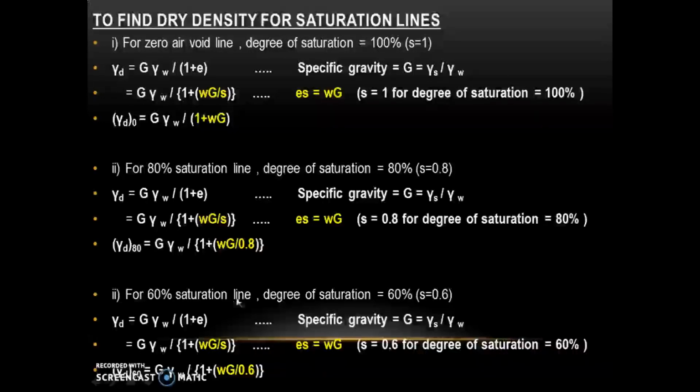Similarly, for the 60% saturation line, S will be equal to 0.6. So gamma D for the 60% saturation line will be G into gamma W divided by 1 plus WG divided by 0.6.